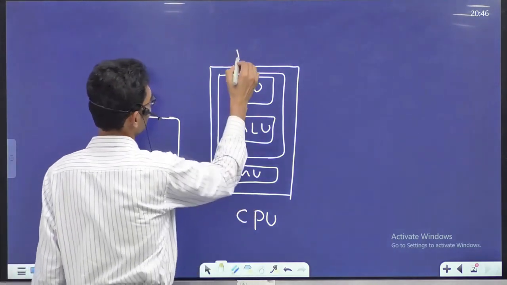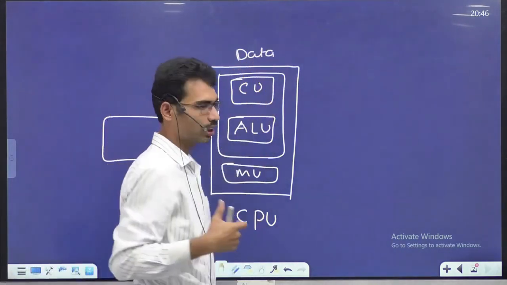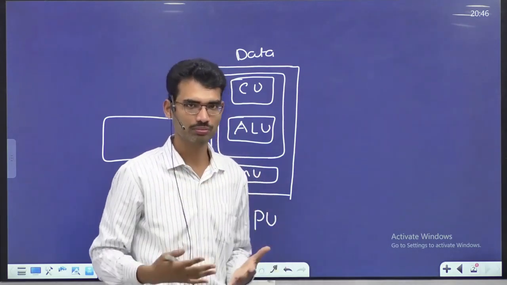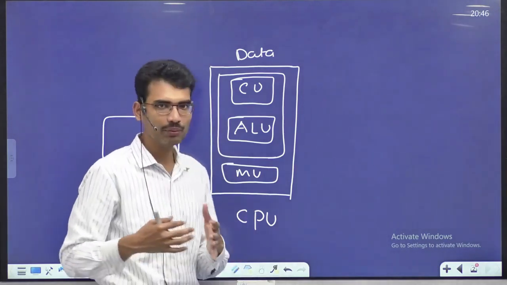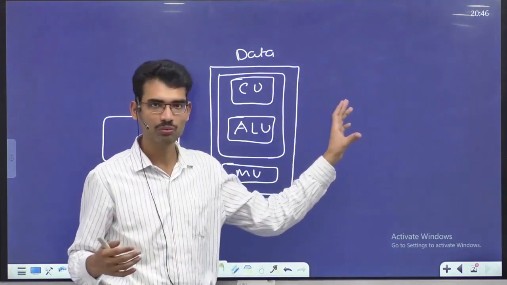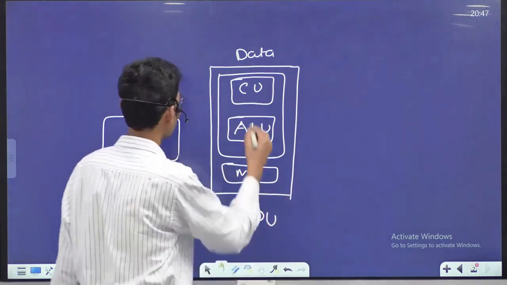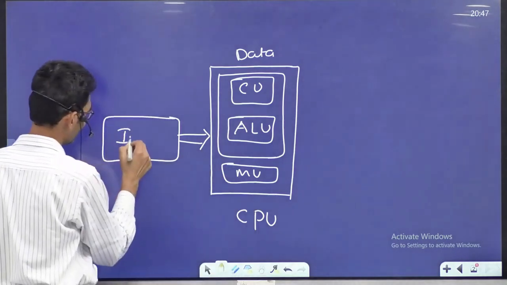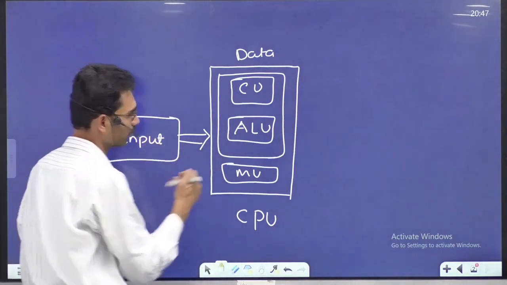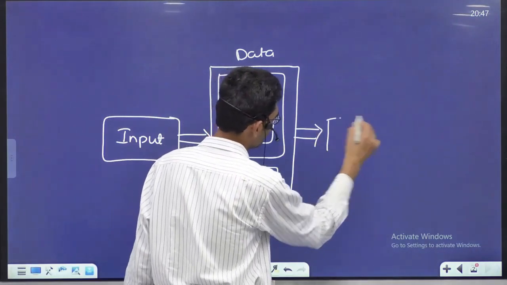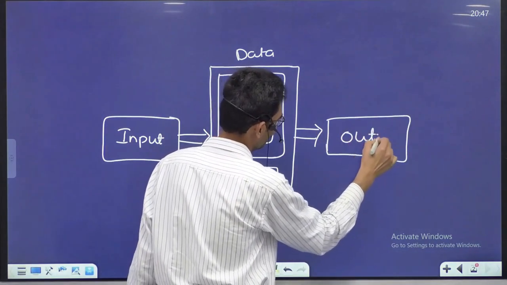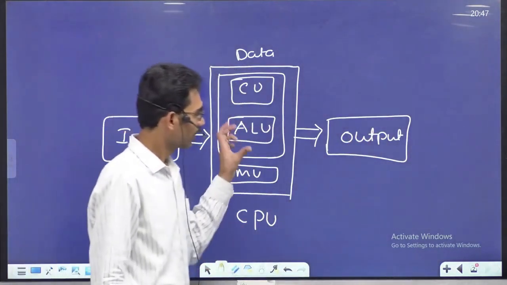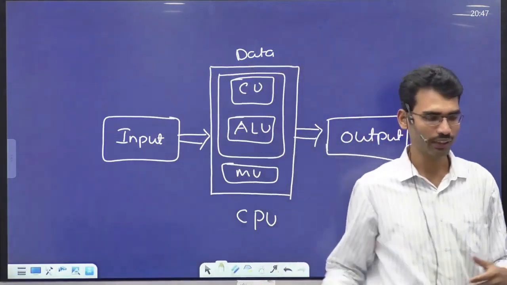This requires data. If we give a raw input to the computer, it will give a refined output, information. The raw input we call data, the refined output we call information. This data we give through some kind of mechanism, which we call input in the computer architecture. And there should be some mechanism to get the output, that we call the output section. This is the entire computer architecture.